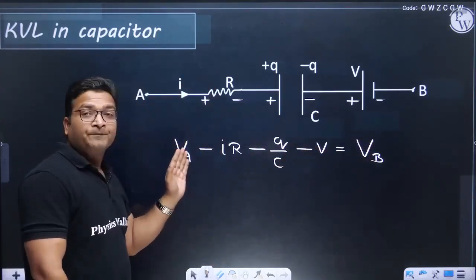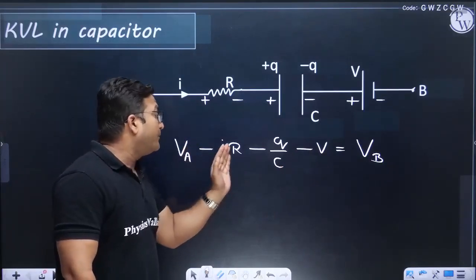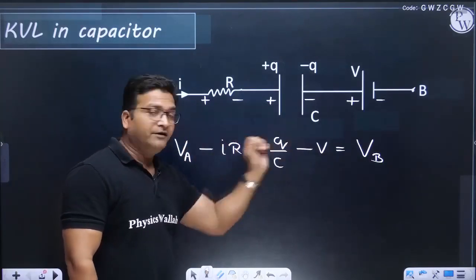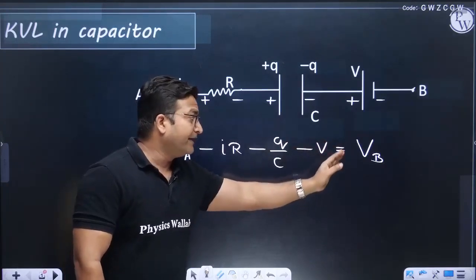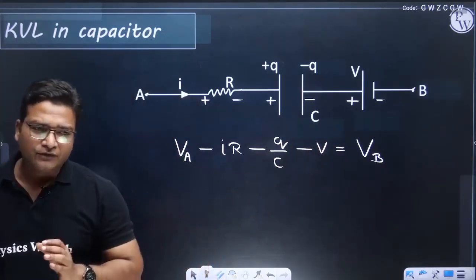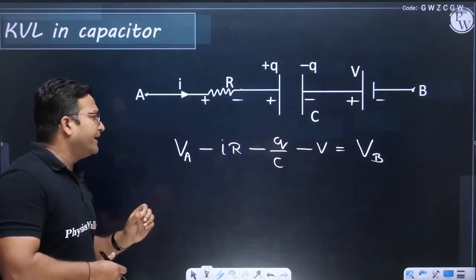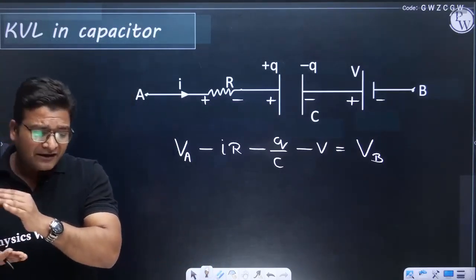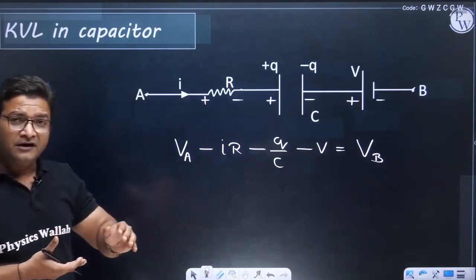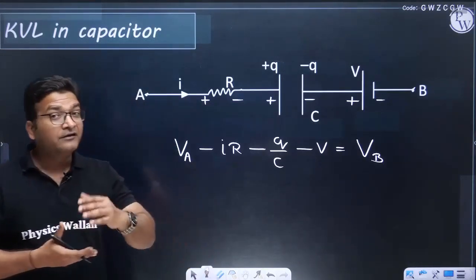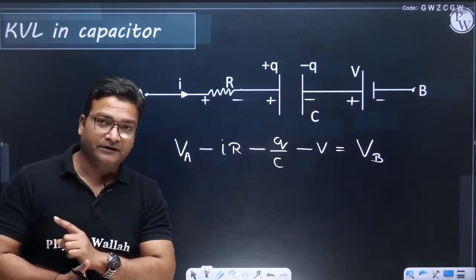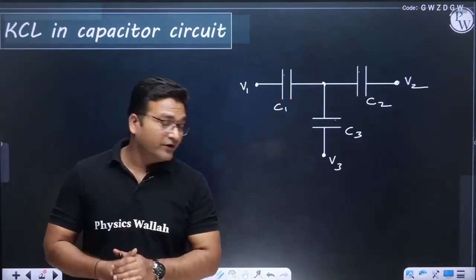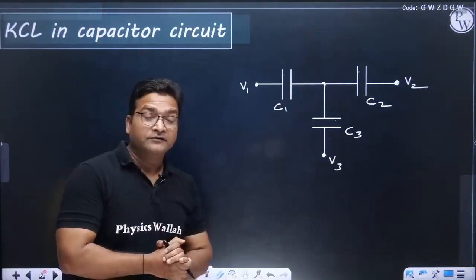So I'll simply write the potential drop or rise of every element and make it equal to 0. Okay, so I think you got the idea. Just you have to write KVL or KCL similar to the way or the manner we learned in the last chapter. That is correct. Now it is time for KCL in capacitor circuits.